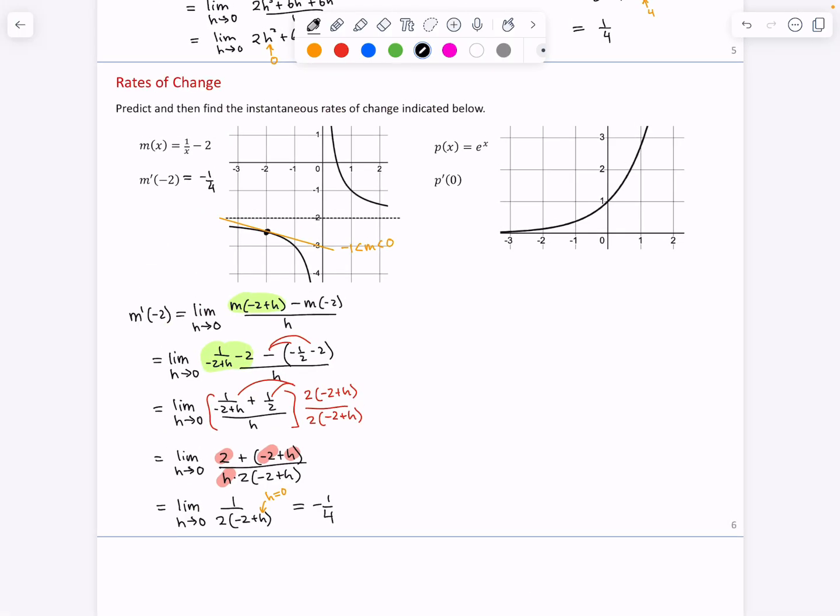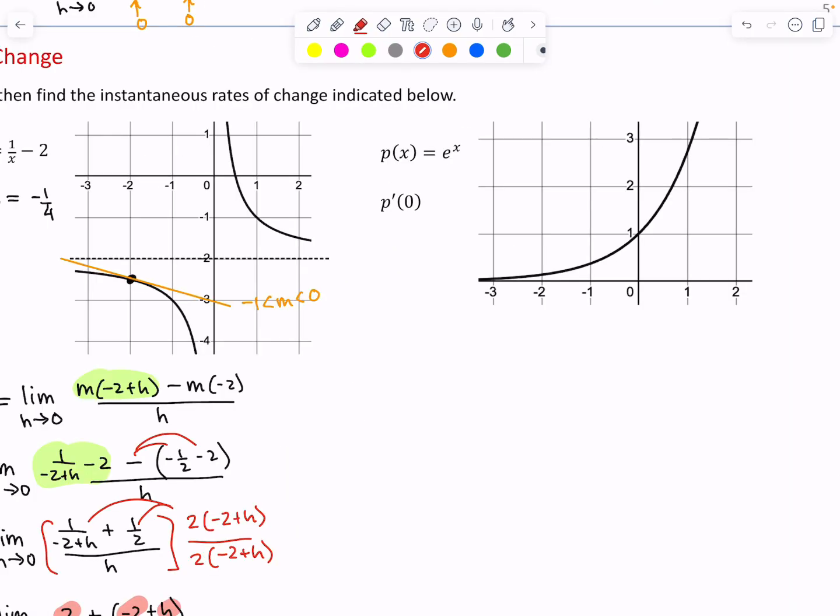And then lastly, we have a function p of x equals e to the x, and we want to find p prime of 0. Well, the point in question is 0, 1. Here's my attempt at a tangent line, and it does appear like the tangent line probably has a slope of around 1. Let's confirm. P prime of 0, so the slope of the tangent line to the function p of x at x equals 0. Let's use the h approaching 0 method.